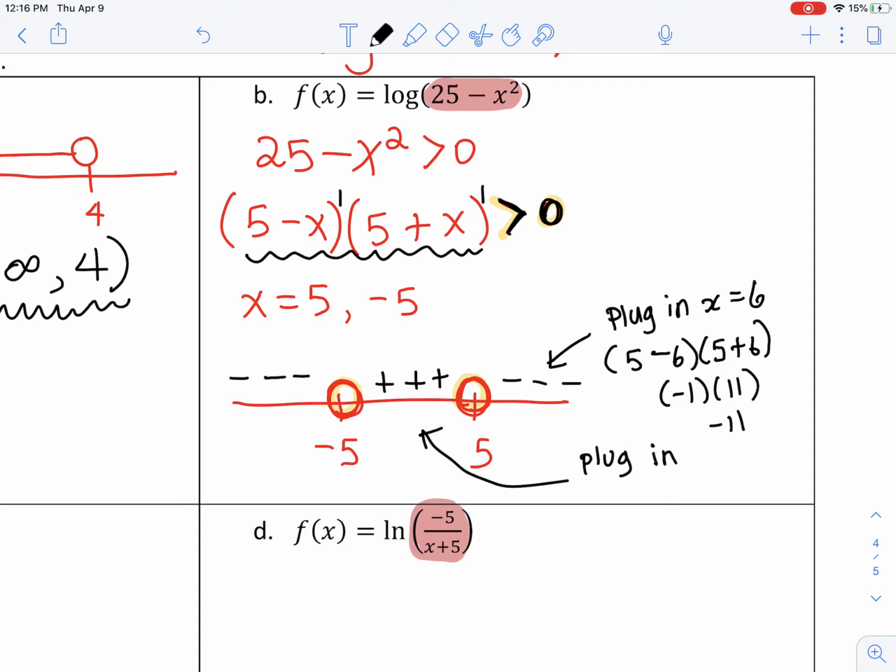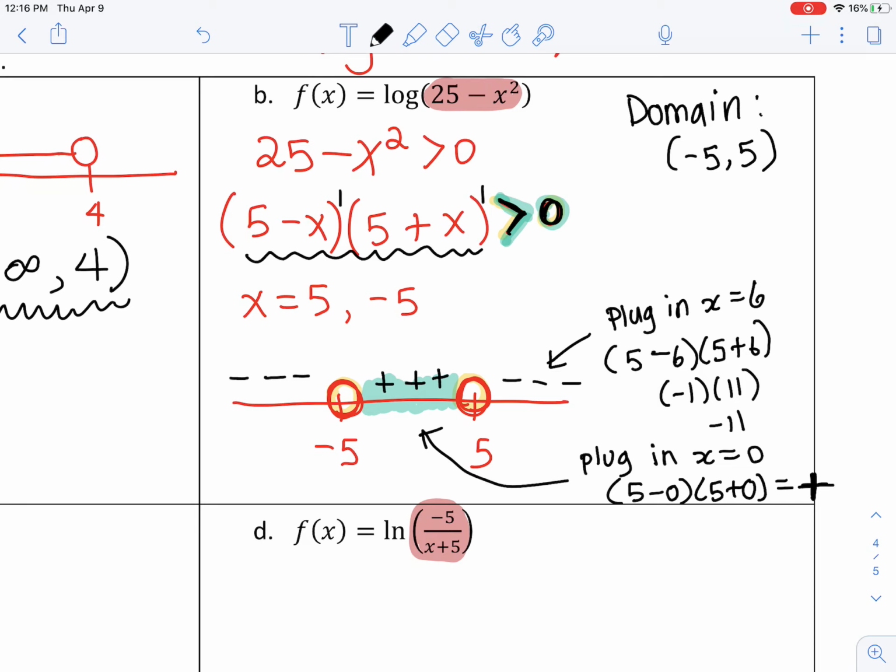A good number to plug in will be x equals 0, right? So that will be 5 minus 0 times 5 plus 0, which comes out to be 5 times 5. Absolutely positive, right? So use what you already know. You learned so much already. And this multiplicity and whether the graph will cross or bounce at these x-intercepts will save us a couple minutes on checking the signs of this interval. But by the way, we found which interval is greater than 0. Notice they wanted greater than 0, right? So, there we go. The domain of this function is from negative 5 to positive 5.